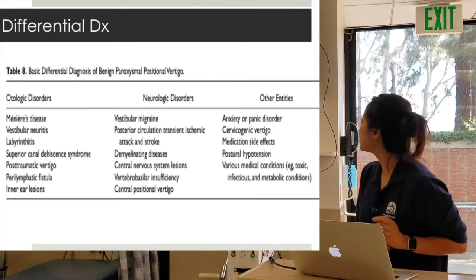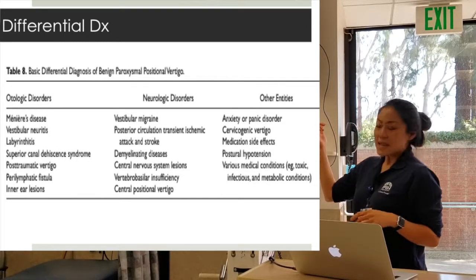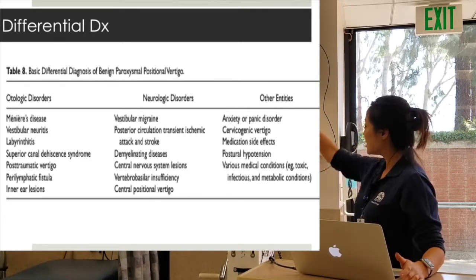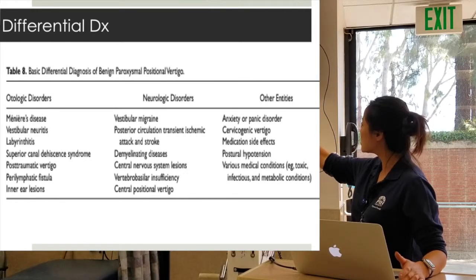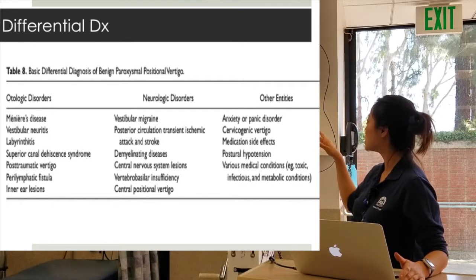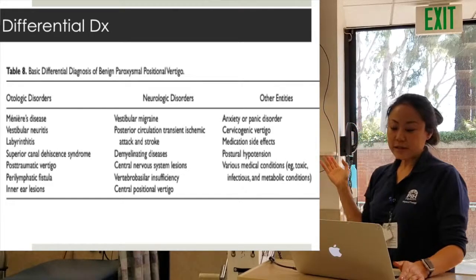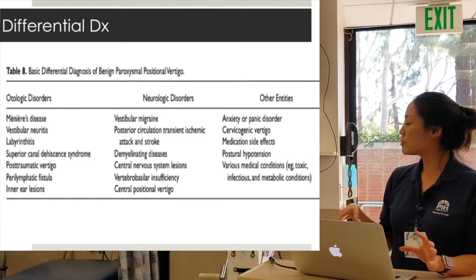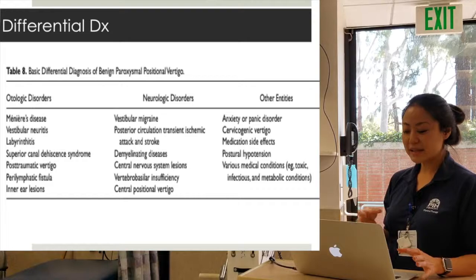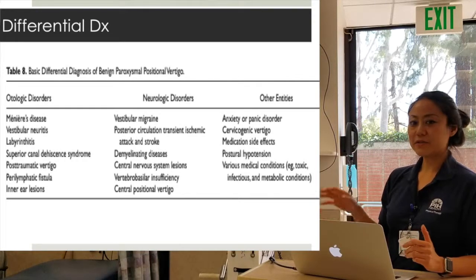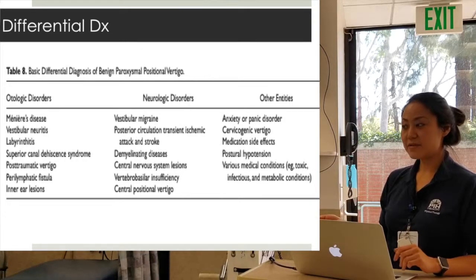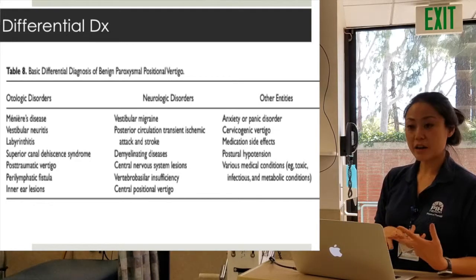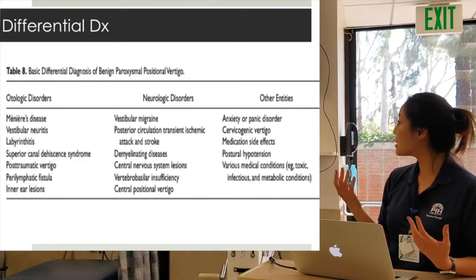I don't think you guys can see it because it's really small, but here's a list of the differential diagnoses. And I like how they separate it: autologic disorders, neurologic disorders, and then other entities. We don't have time to go over all of these, but it's important to know a little bit about the presentation for all of them because it'll help you differentially diagnose during the subjective. If it's not BPPV, we can help triage them to the right healthcare practitioner who might still be able to help them.